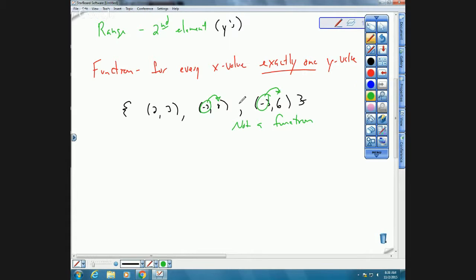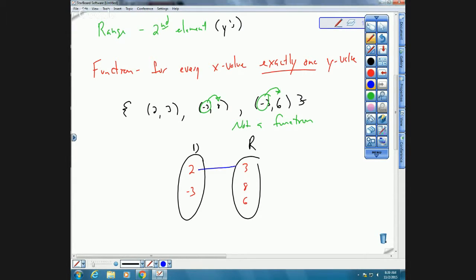I've also seen a visual aid drawn, which I kind of like. You don't want to have to draw it out every time. But in this one, my domain is 2 and -3. And my range is 3, 8, and 6. So here 2 goes with 3, -3 goes with 8, and -3 goes with 6. So you can see that -3 goes with 8 and 6. It cannot go with two different numbers. It can only go with one number.